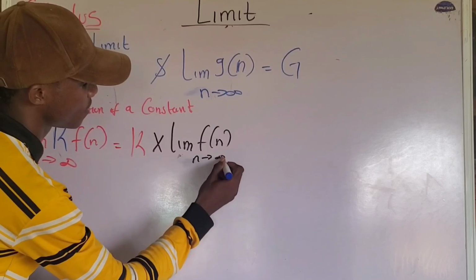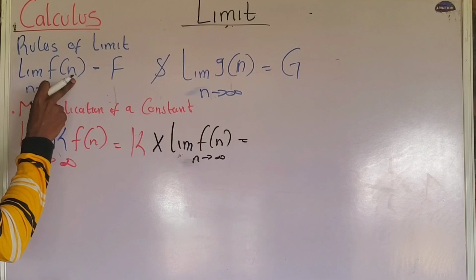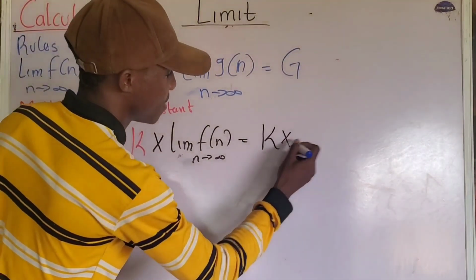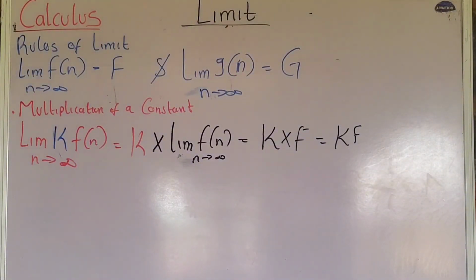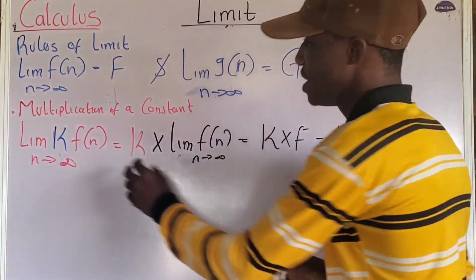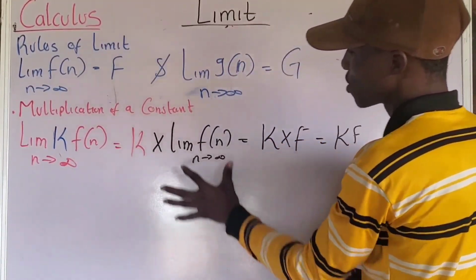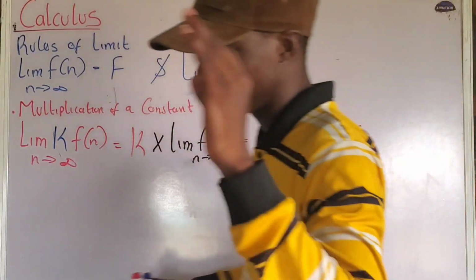as n tends to infinity. Now, because we have already said let the limit of f(n) as n tends to infinity equal f, we are going to have k multiplied by f, which is kf. That is the multiplication rule. The limit of an expression multiplying a constant is equal to the product of the constant and the limit. Because we said let this limit equal f, that means I'm going to have k multiplied by f, which is kf. Now, that is the first rule.